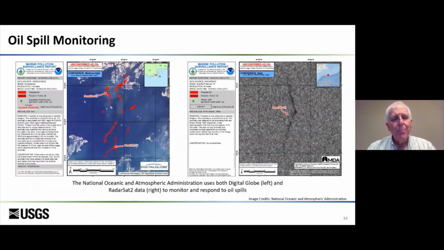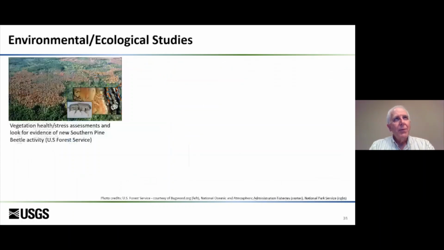So, an oil spill monitoring example from our colleagues at the National Oceanic and Atmospheric Administration, an example of the DigitalGlobe imagery on the left and radar data on the right. They're able to use both kinds of imagery, again, a passive sensor and an active sensor, to help map and monitor oil spills.